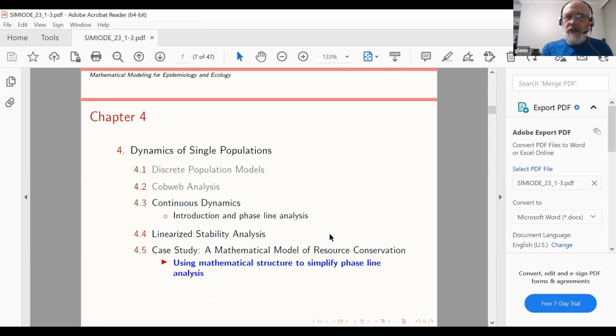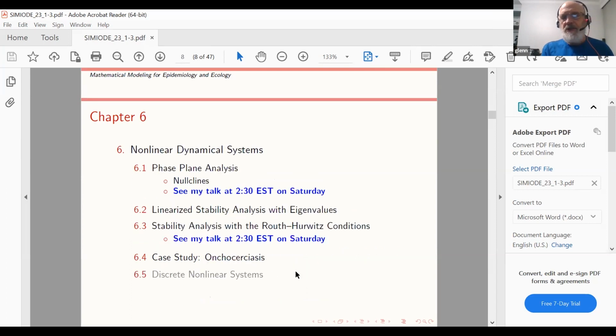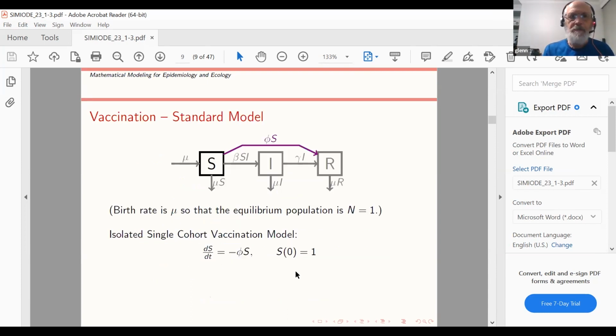Chapter 4 is on single populations, and I will just talk about one topic from here. And chapter 6, there are a couple of topics here that will be in my talk tomorrow, so I'm not going to spend time on them now. So let's start with vaccination.